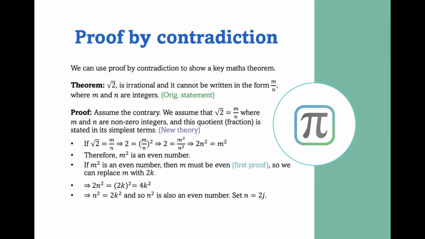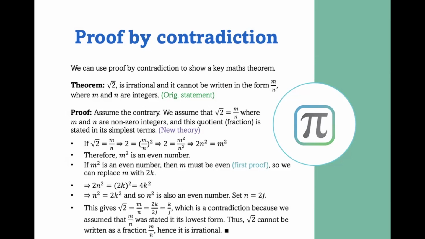Thus, 2n squared equals (2k) all squared. And if we expand out of the brackets, this gives us 4k squared. Therefore, n squared equals 2k squared. And so n squared is also an even number. Because n squared is an even number, as before, n must be even. So we can replace n with 2j.